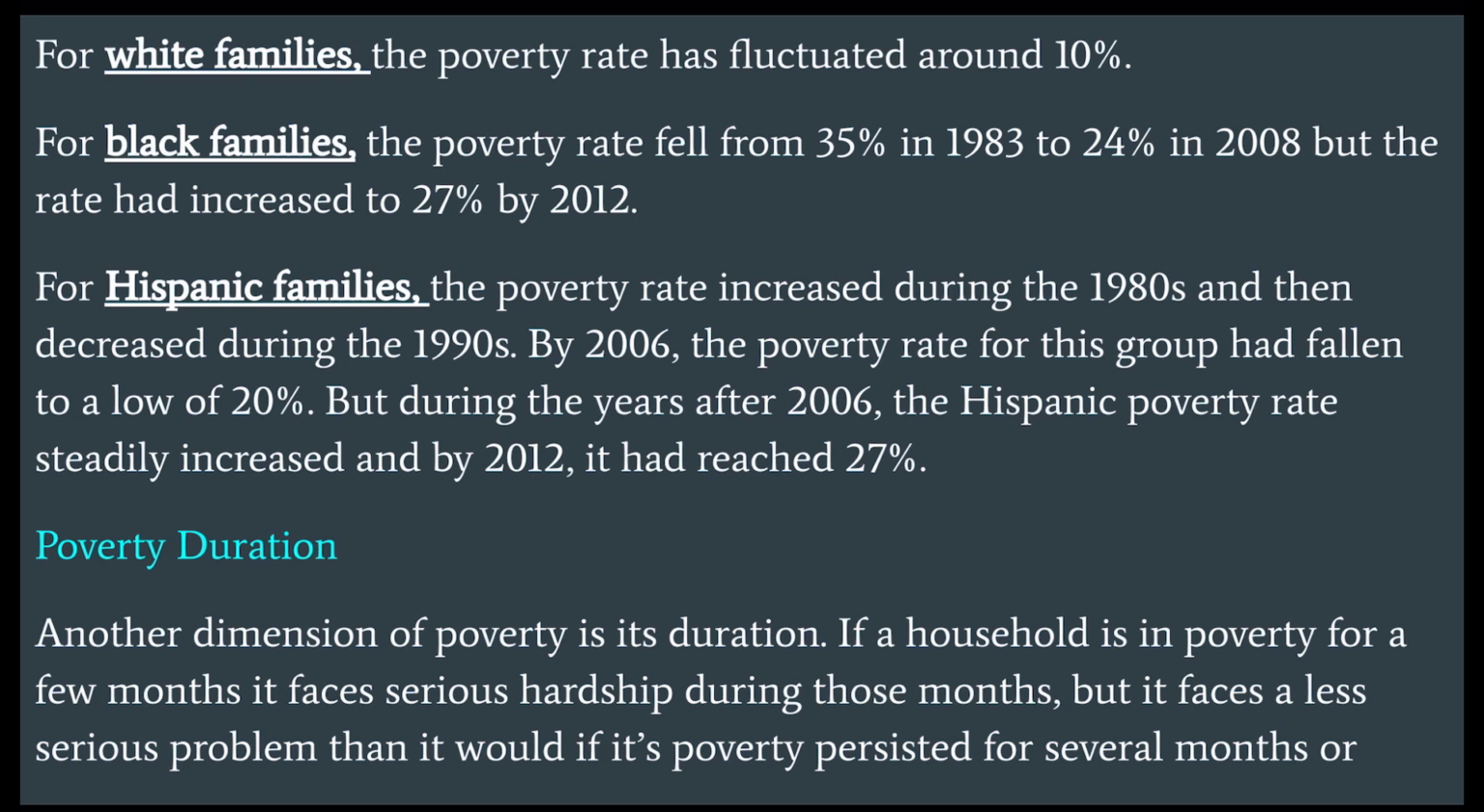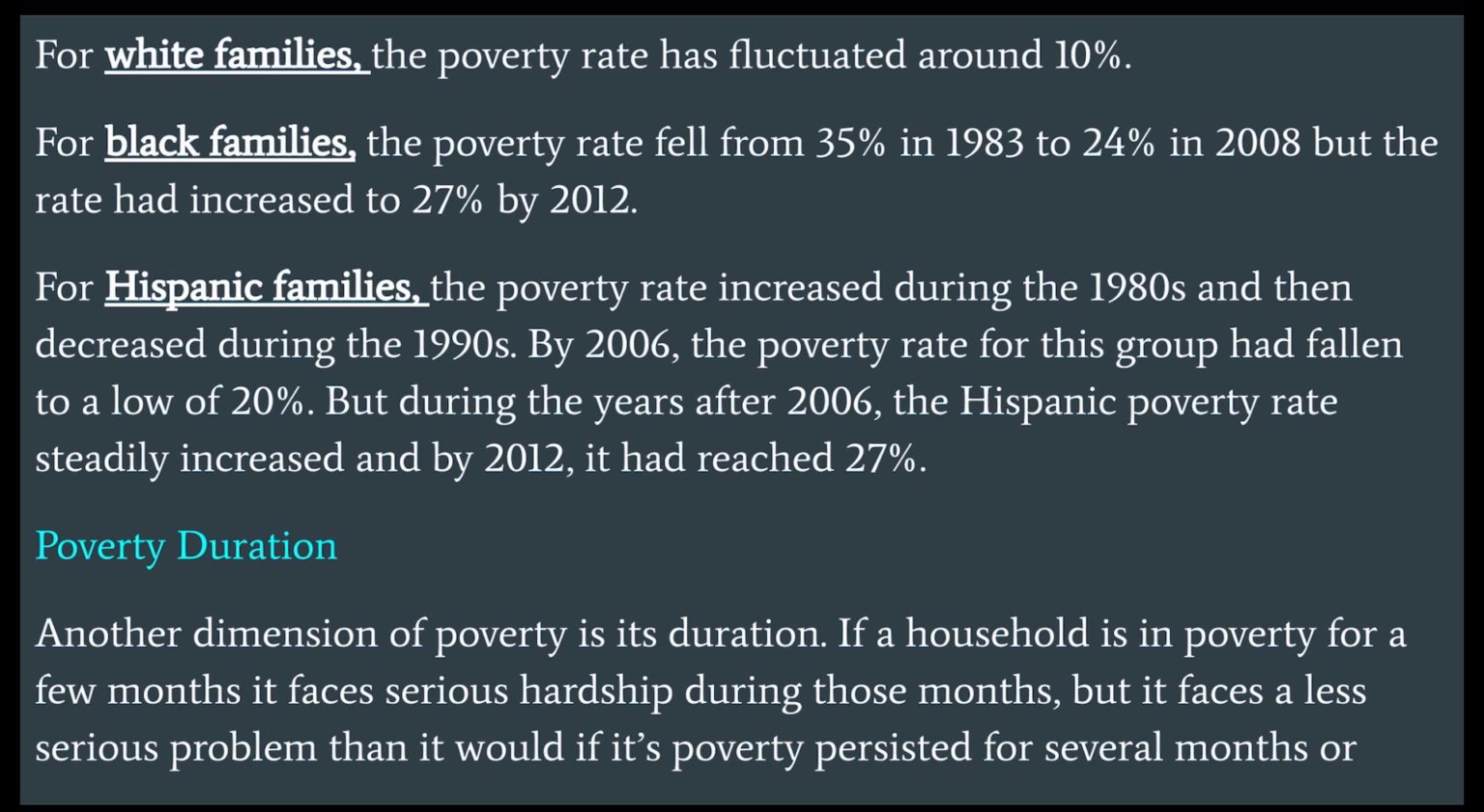For white families, the poverty rate has fluctuated around 10%. For black families, the poverty rate fell from 35% in 1983 to 24% in 2008, but the rate had increased to 27% by 2012. For Hispanic families, the poverty rate increased during the 1980s and then decreased during the 1990s. By 2006, the poverty rate for this group had fallen to a low of 20%. But during the years after 2006, the Hispanic poverty rate steadily increased, and by 2012, it had reached 27%.